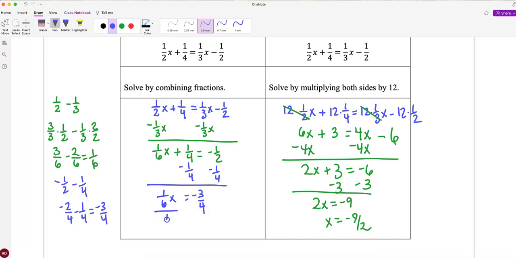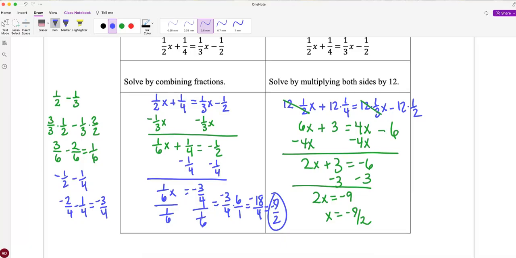Now I'm going to divide both sides by 1/6. So this is negative 3/4 times the reciprocal, 6 over 1. This is negative 18 over 4, or negative 9/2. Now it should be clear to you why we like to multiply up front by the common denominator. It's a lot easier to work with the integer coefficients than the fractional coefficients, okay?